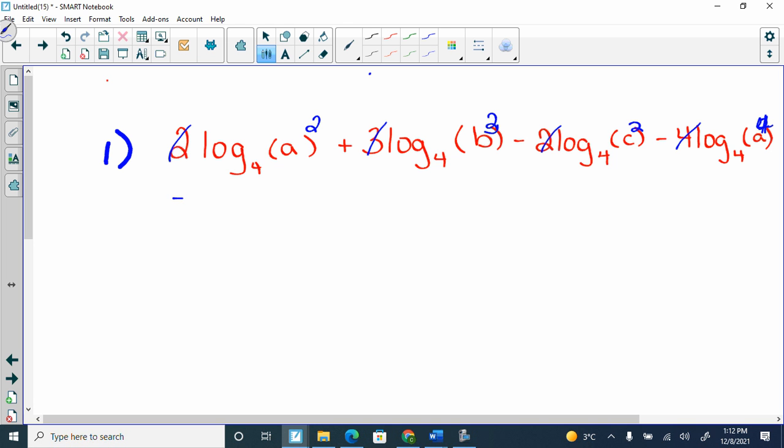What can I do, Cooper? Log base 4. And then you can put the positive with the plus to the numerator. Yes, so a squared and? Three. That's a 3. Yep. And then you can put c squared and a4 in the denominator.